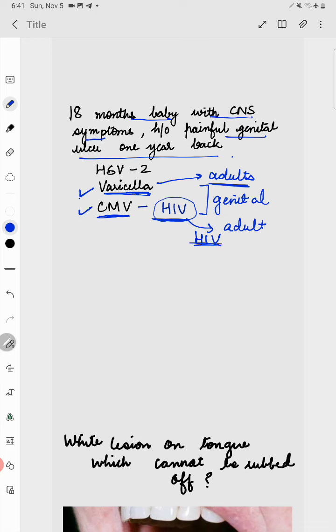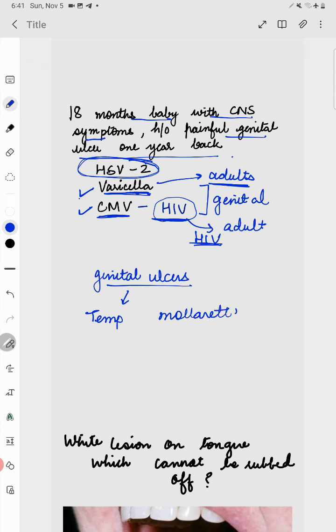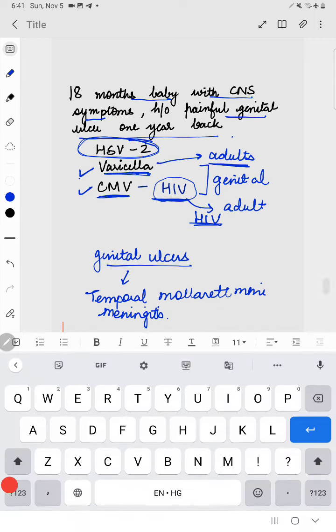So I'm not saying that everything, but if I were to choose one answer, I would go for HSV 2, because HSV is very notorious to cause genital ulcers. Plus, it causes something called temporal lobe encephalitis or Mollaret meningitis. So this is what it causes, and with CNS symptoms, temporal lobe epilepsy, I would not go for the other answers. I would go for HSV 2 here.